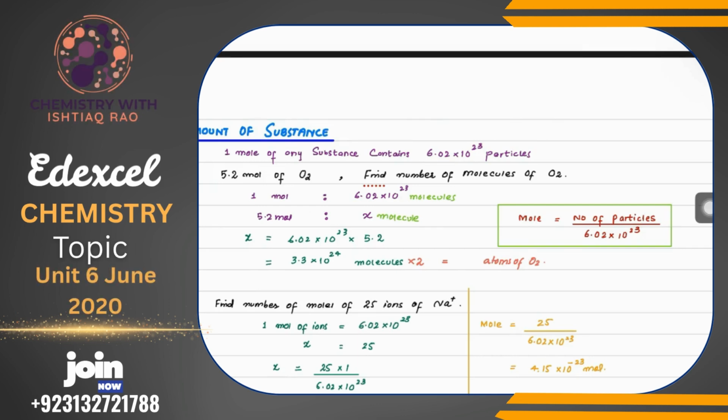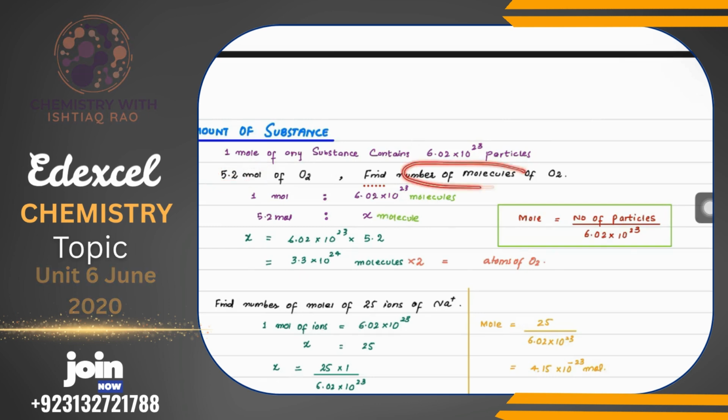But remember, 1 mole only. If you have different numbers of moles, then the answer would be different. 1 mole of a sample contains this many particles. If you have 2 moles, the answer would be different. If you have half a mole, the answer would be different. If you have 4 moles, the answer would be different. Remember.